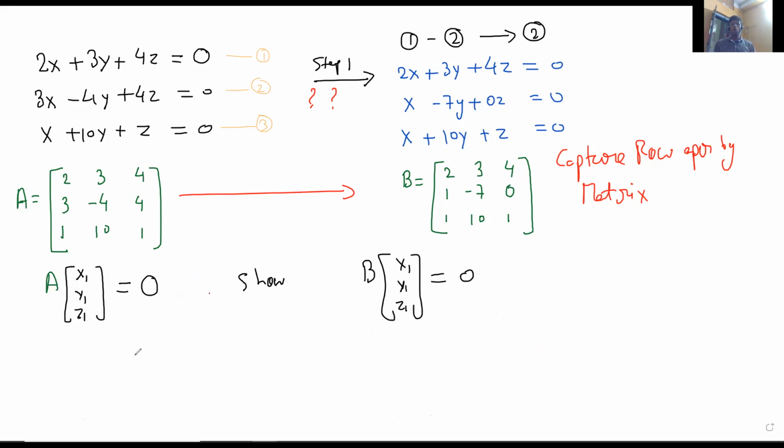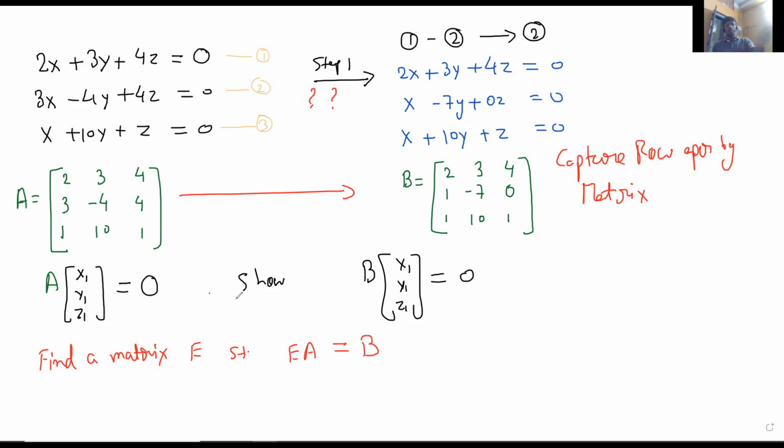So what we are trying to do is capture this row operation by matrix multiplication. What does that mean? We are trying to find a matrix, just calling it E, such that E times A is equal to B.